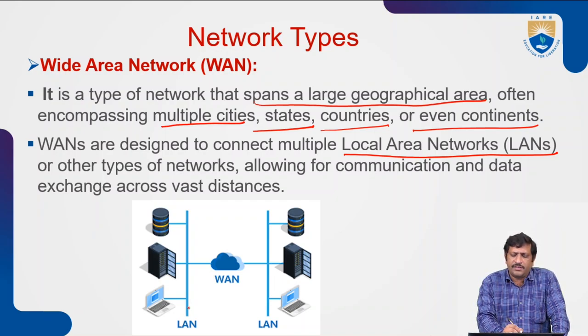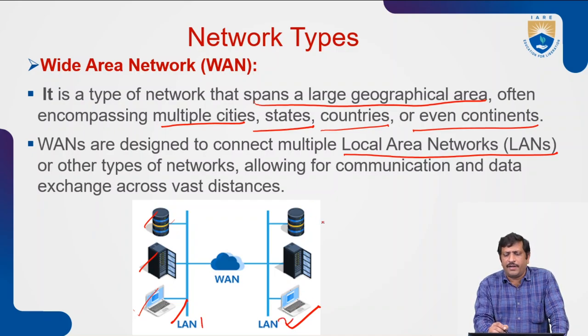Here is a LAN. This is LAN one, and this is another LAN. Each LAN is connected to a number of devices: the databases, the servers and the computer machines. Each LAN is a bus structure. By connecting multiple LANs, up to n number of local area networks, we can frame the wide area network and establish communications over multiple cities.